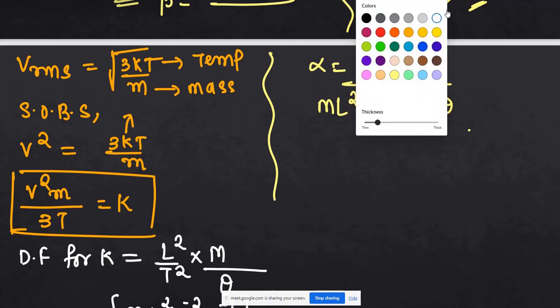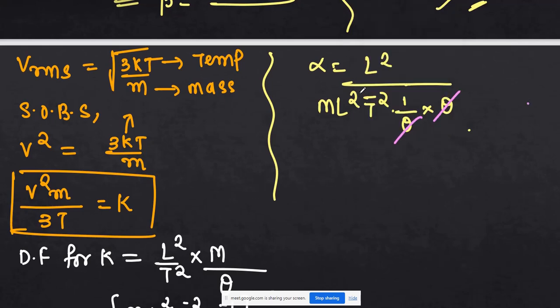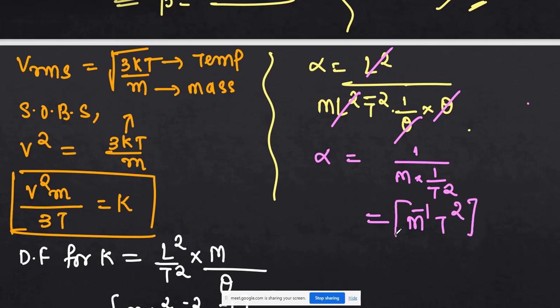Any doubt so far, Sahiti? No, ma'am. So what gets cancelled here? Theta, theta cancel. L square cancels. So what will you get for alpha? Denominator m, I'll write it as 1 by t square. So what will be the whole dimensional formula now? M power minus 1 and t square. T power minus 2 in the denominator goes to the numerator as plus 2. Clear? Any doubt in this?